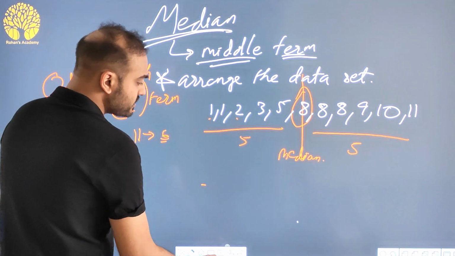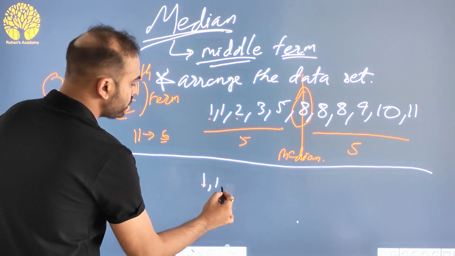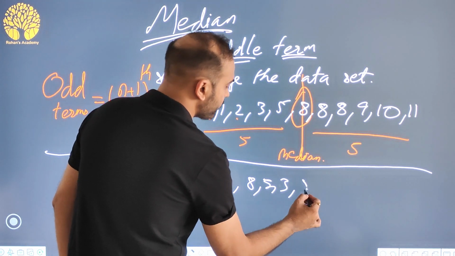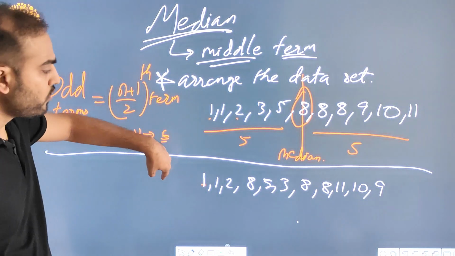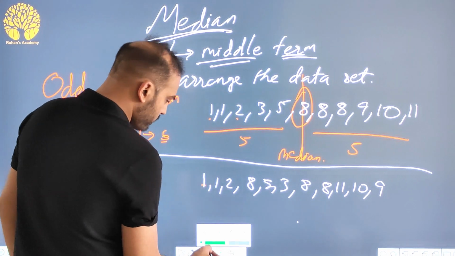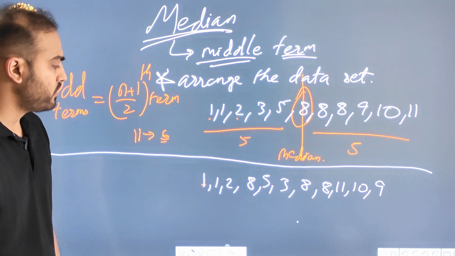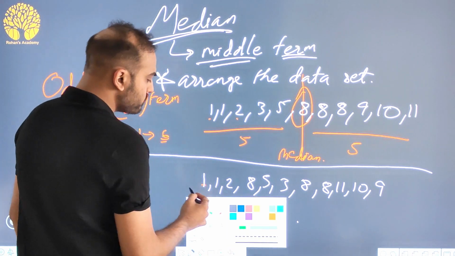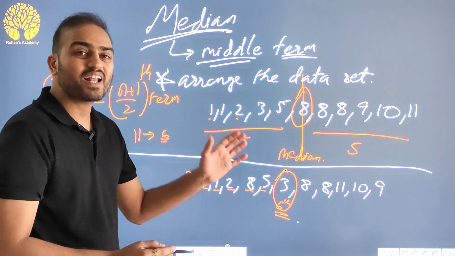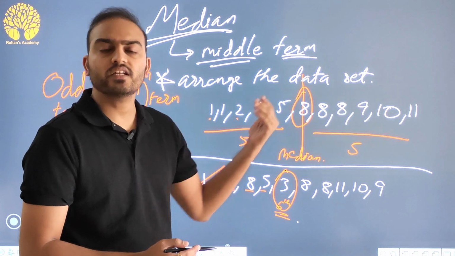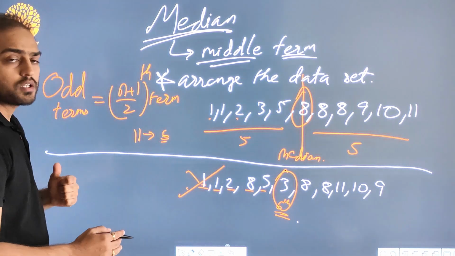Now as I said, it's important that you arrange the data. Say the same data is given to me as 1 1 2 8 5 3 8 8 11 10 9. The same values are now given to us in this order. Pardon me for my bad handwriting. Now if I'm looking for my median, don't say 1, 2, 3, 4, 5, this is the sixth term, so this is the median. That is wrong. You need to arrange the data first. You can arrange it in ascending or descending order, that does not matter, but you need to arrange the data first. Only when you have arranged the data do you look for the middlemost term.